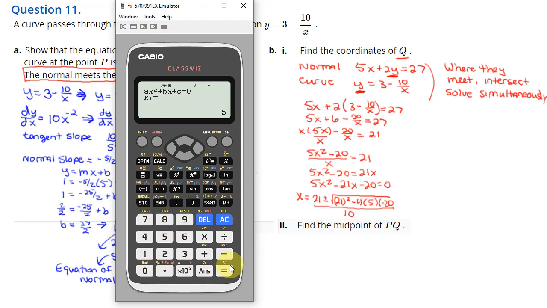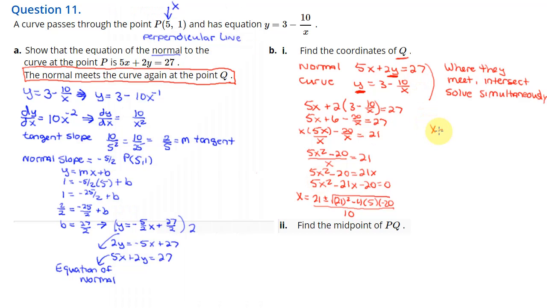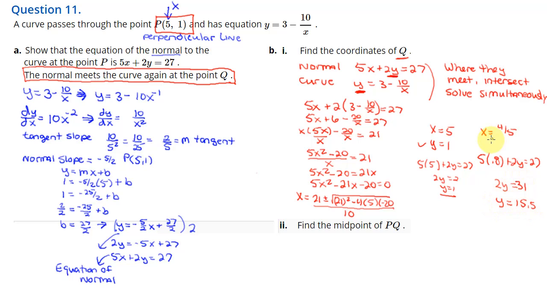So once I've got this set up, I find out that x is equal to 5 and negative 4/5. Well, we knew about the 5 already because the point (5, 1) is P. So this x equals negative 4/5, that must be the x value of Q. So then if I substitute this back in, the negative 4/5, I'm going to find out the y value. 5 times negative 0.8, I'm going to subtract that on both sides. Y is equal to 15.5. And so that's going to be point Q.